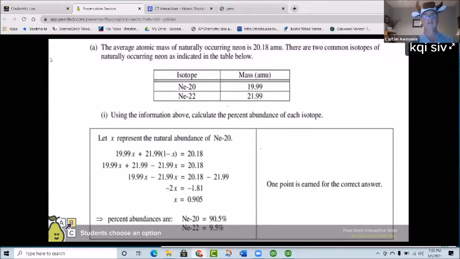So the key here is to make one of them X and the other one 1 minus X, the other percentage. And then it just becomes a do the math, do the algebra, solve for X, and you get the neon 20 with a mass of 19.99 being 90.5%. That means the neon 22 has to be the other 9.5%.